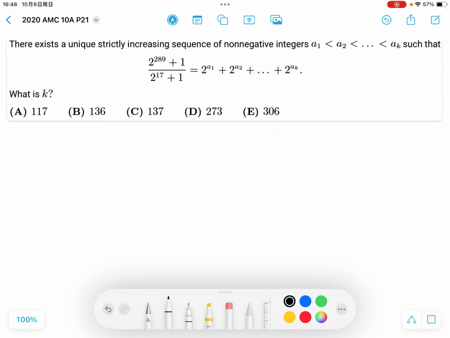This problem basically asks you, how many terms are there in this expression? Because it's from 1 to k, right? So how many terms are there in this expression? That's what the problem wants.